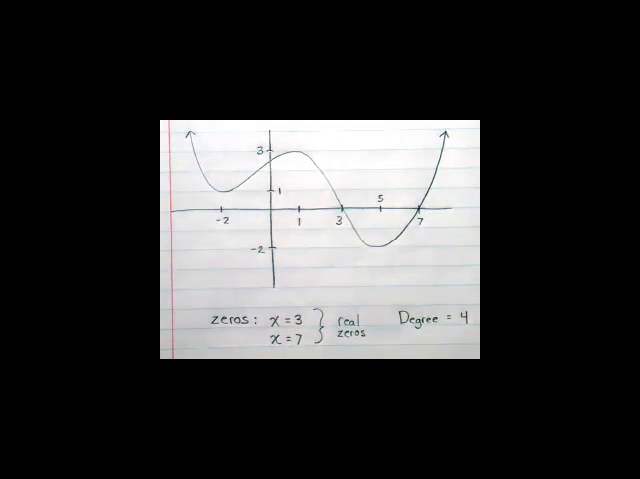So if the degree is 4, how many imaginary zeros would this have? 2. Okay? It's got those 2 real zeros, 3 and 7, and there are 2 imaginary zeros. I don't know what they are specifically because I don't have an equation to go find them, but I know there should be 2. Because remember, the total number of zeros is supposed to match the degree.